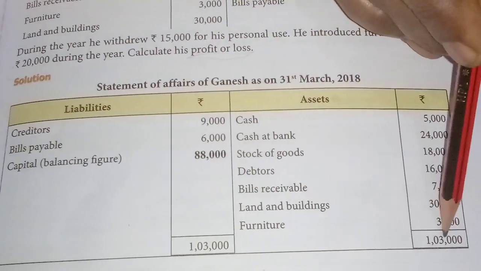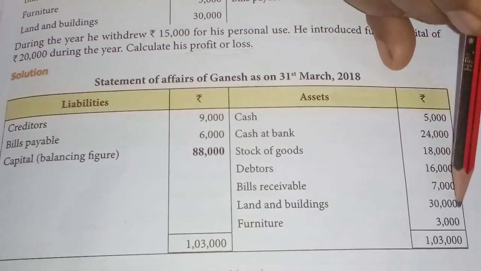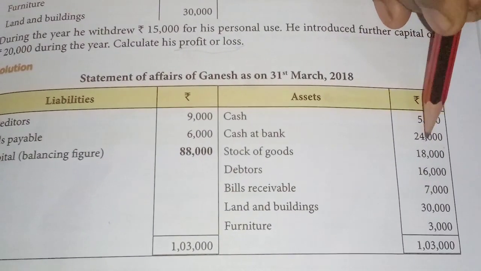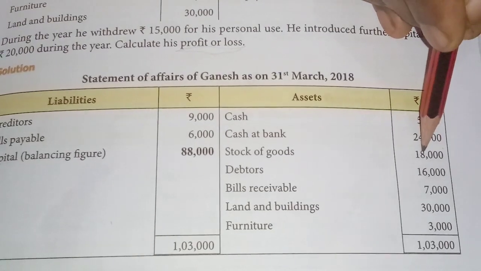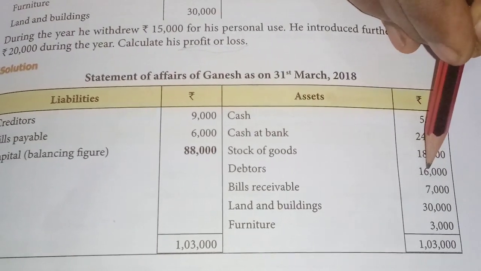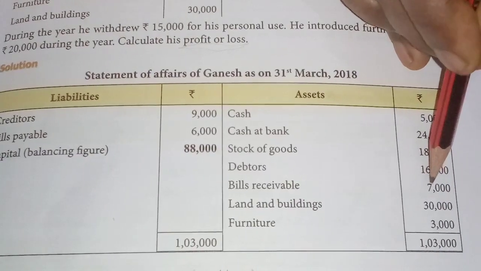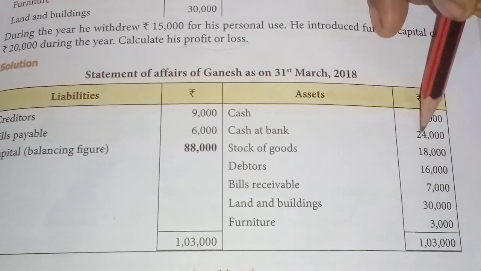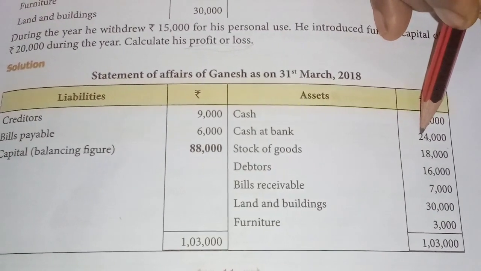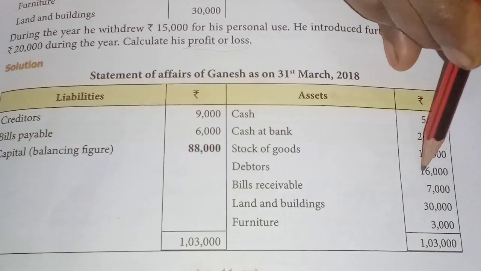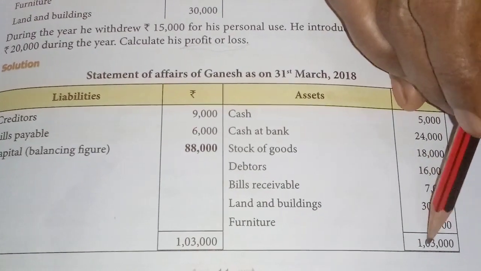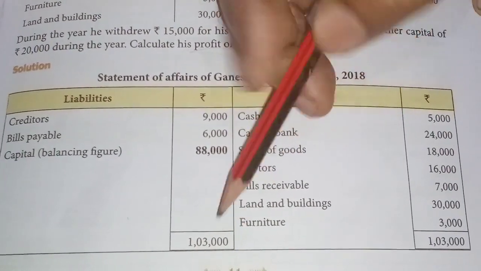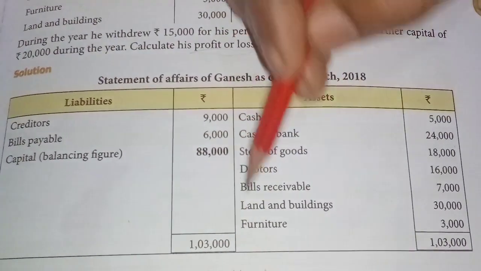Then first you total the asset side. 0, 0, 0. Then the fourth digit, 5 plus 4, 9. 9 plus 8, 17. 17 plus 6, 23. 23 plus 7, 30. 30 plus 3, 33. Write 3 here. Then the 3 will be coming here. 3 plus 2, 5, 6, 7, 10. Right. So 1,03,000. Draw the line and write the same amount here. Then we will find out the difference.